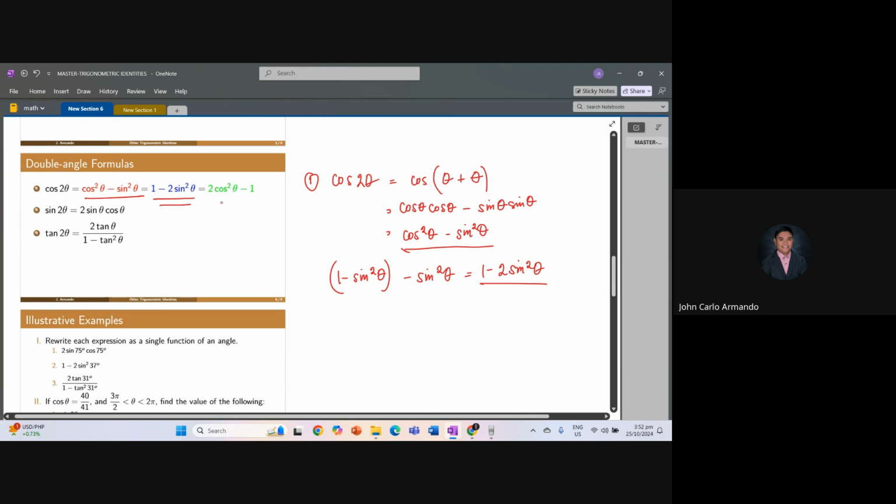How about 2 cosine squared minus 1? We go back to the cosine squared theta, this one, minus, we know that sine squared theta is equal to 1 minus cosine squared theta. And that is cosine squared theta, negative 1 times 1, that's negative 1, negative times negative, that's positive cosine squared theta. And cosine squared plus cosine squared is 2 cosine squared theta minus 1. So as you can see, we arrive with this one.